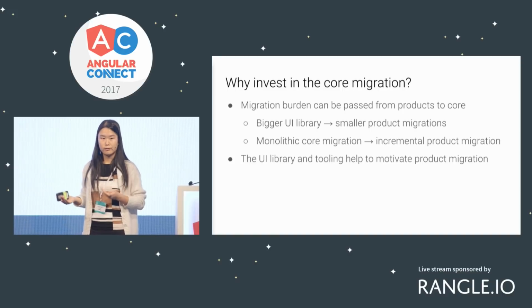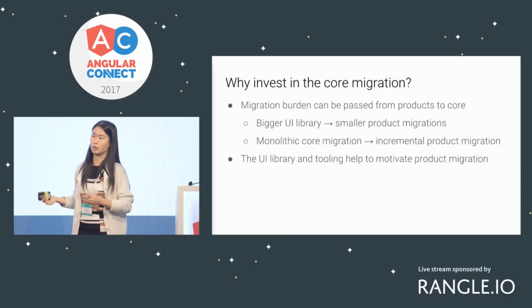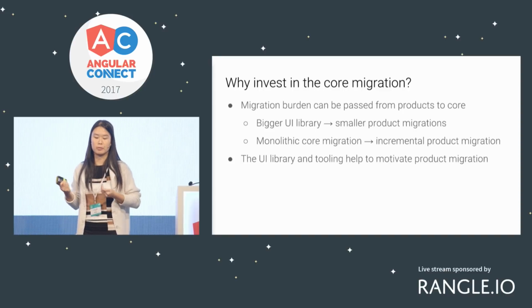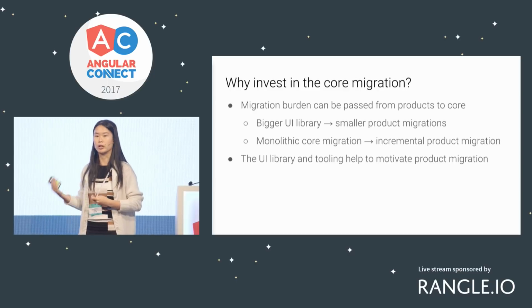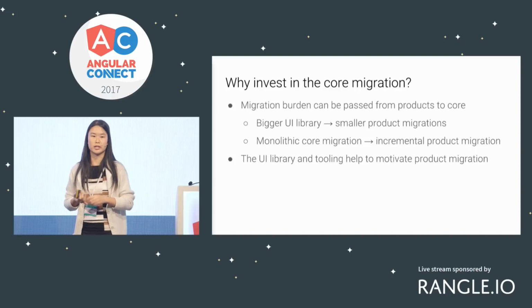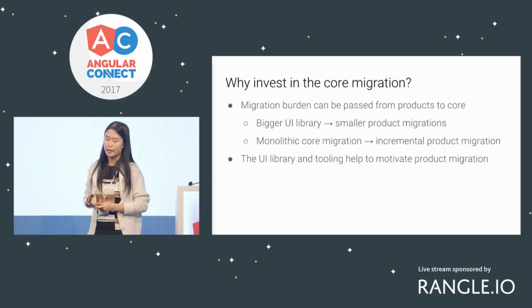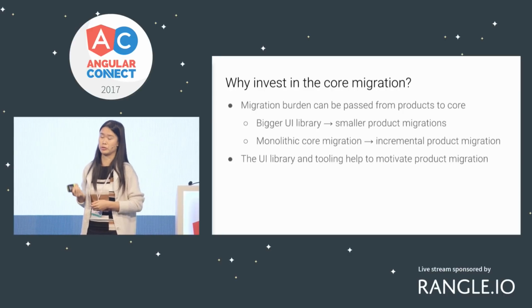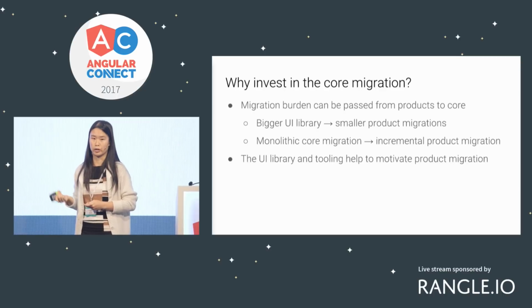And again, why invest in all of this tooling? Why continue to grow core at this point? The biggest thing is that migration burden can be passed from products to core. The bigger your core migration is, the smaller your product migrations are going to be. And the smaller the product migrations are, the less time they take, the more independent they can be. And it turns out product teams like this. And so having a good, strong UI library and tooling is a big way to sell and motivate product migration.